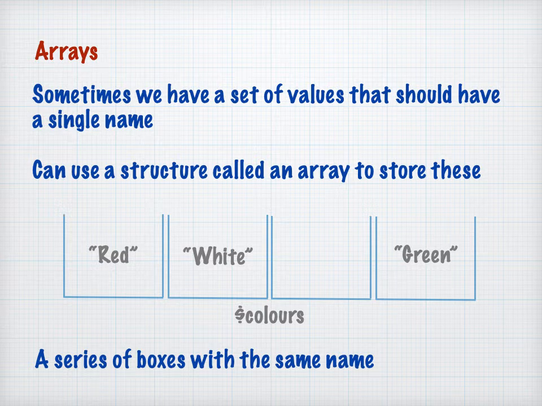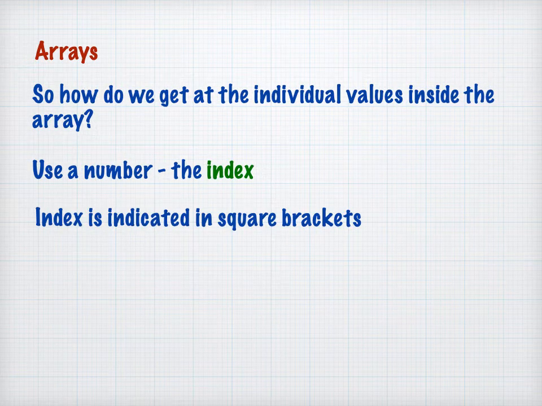This example only has 4, but obviously in programs it could have 3, it could have 20 boxes, it could have 1,000 boxes, all tied to the same name. So how do we get access to those individual boxes if we have this single name, colors? Well, we use the concept of an index. An index is a number, and that number indicates the particular box that we're interested in inside our array structure.